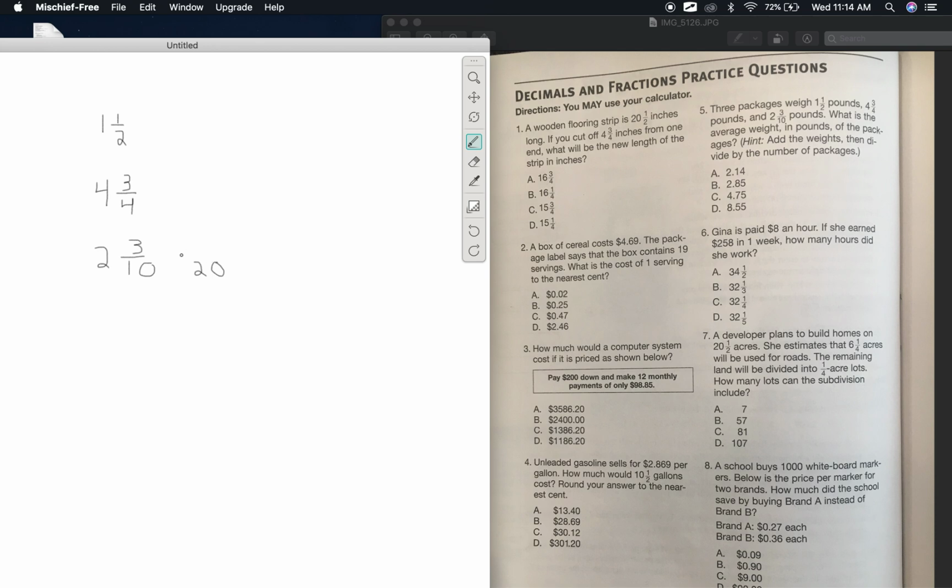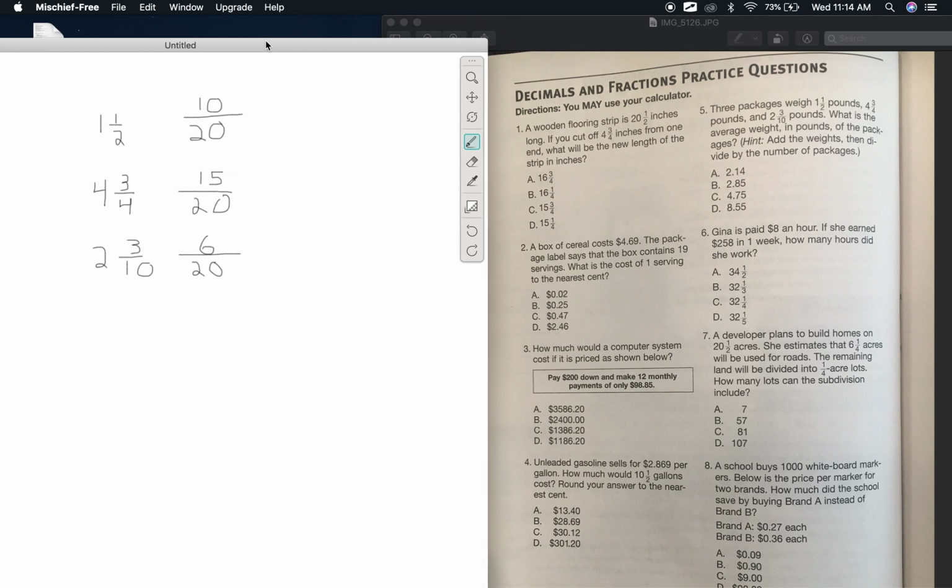10 goes into 20 2 times. So then we also have to go 3 times 2, 6. Since 4 goes into 20 5 times, we also have to multiply the 3 by 5, 15. So really, guys, we're not changing the actual portions here. We're just increasing the size of them so that we can do this mathematical problem. 2 goes into 20 10 times, so we have to multiply the 1 by 10.